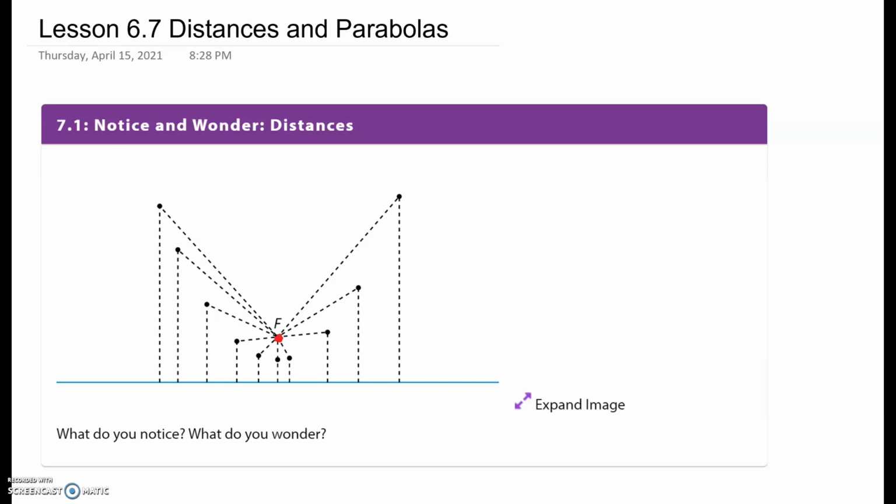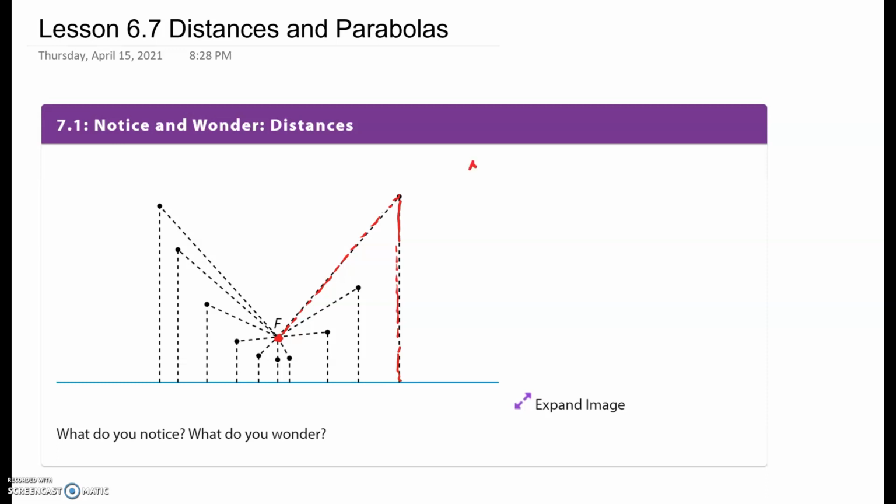I notice that all of these other points are connected to point F with dotted lines, but these points are also connected to this horizontal blue line at the bottom. So I noticed that as one as well. And a wonder might be, why are these line segments drawn out? Why are these dotted segments drawn out?